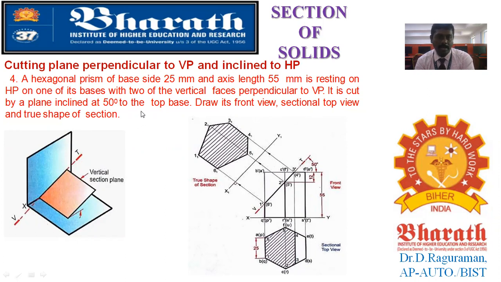Here one piece of data is missing, that is, where the plane cuts. It should be mentioned that it is cutting at 12 mm from the top surface, at 50 degrees. Once it is cut at a defined distance, you proceed with marking the cutting points 1, 2, 3, 4, 5, 6, because now you have 6 edges.